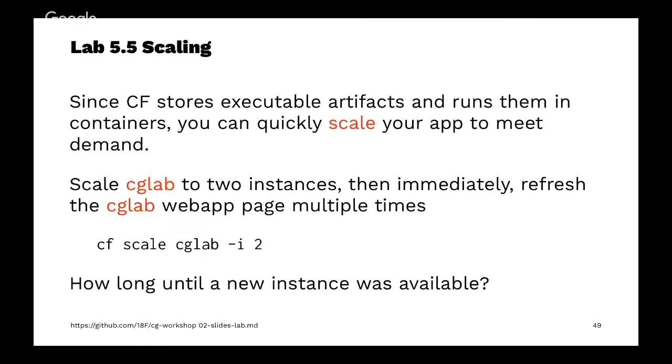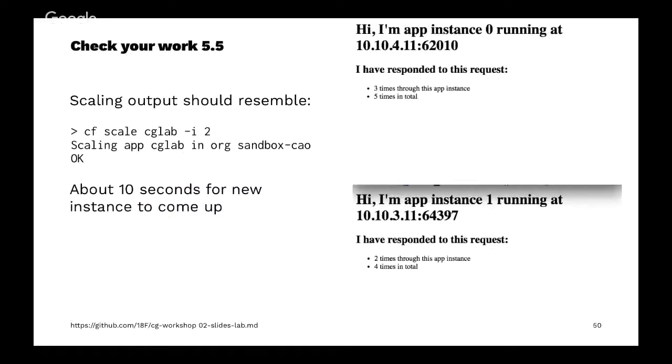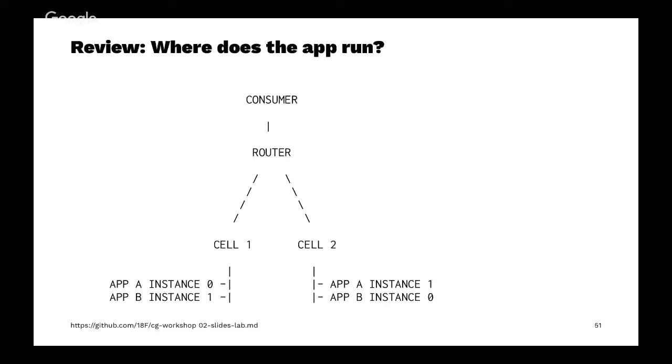And then, as an optional exercise, you can go ahead and scale up the number of instances that are running this application. And then when you go to the web page, you'll see that you're bouncing between instance 0 and instance 1 of the application. And the data store is keeping track of which instance has had a certain number of visits. Just to review, as we said before, that's because the router is seeing what instances are associated with this running application and will route traffic appropriately between them.